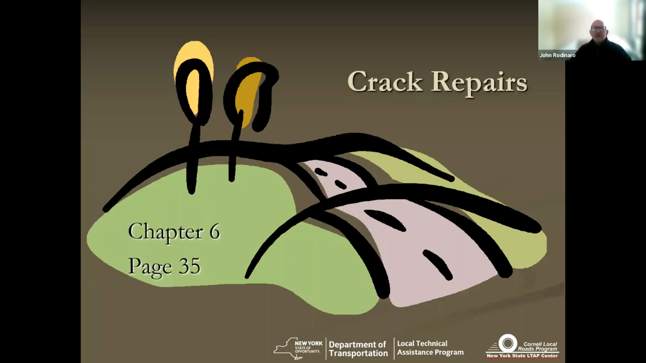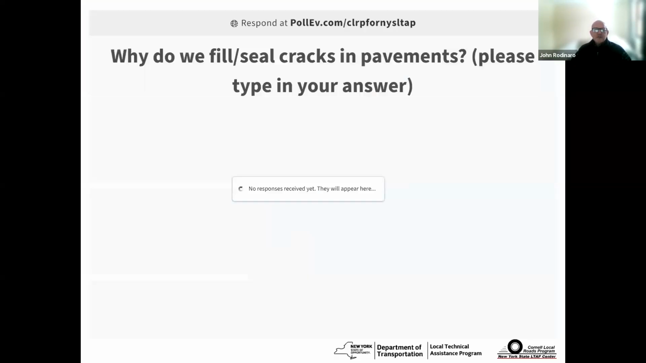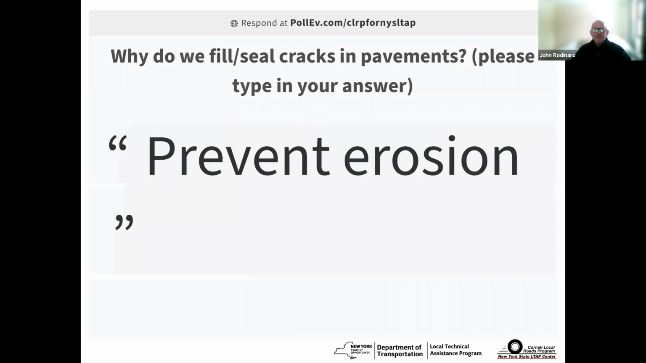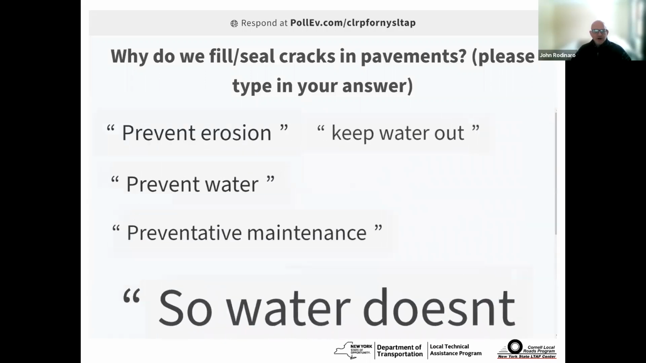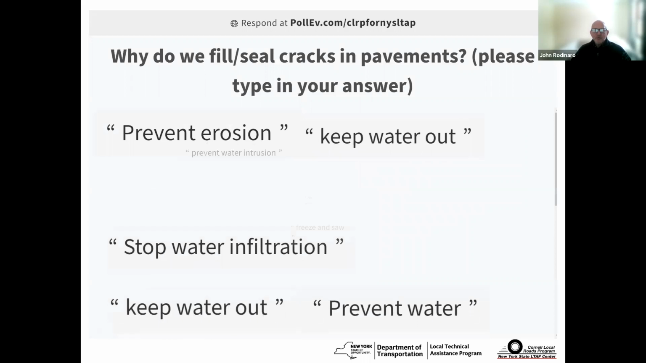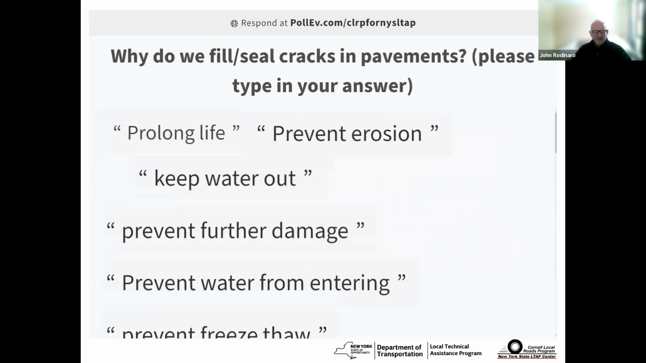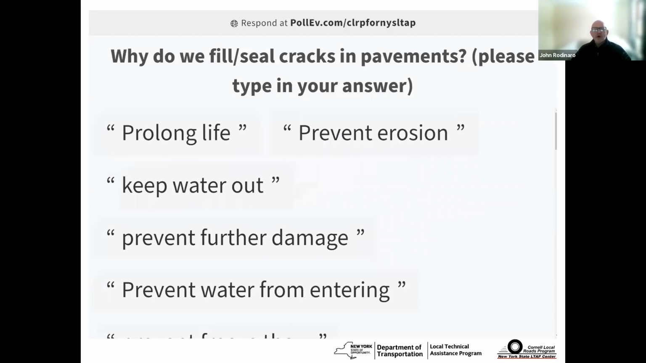Okay, let's get into our individual repair types, and let's start with crack repairs. That starts in chapter 6 of the workbook. So, quick question, why do we fill or seal cracks in the pavements? Let's see what people think. Good, yep, prevent erosion, prevent water, absolutely, preventive maintenance, stop water infiltration, keep the water out, prevent freeze thaw, excellent, prolong life, yep, all correct.